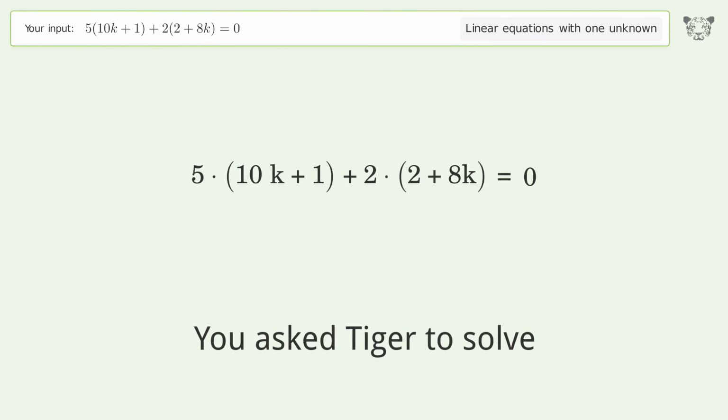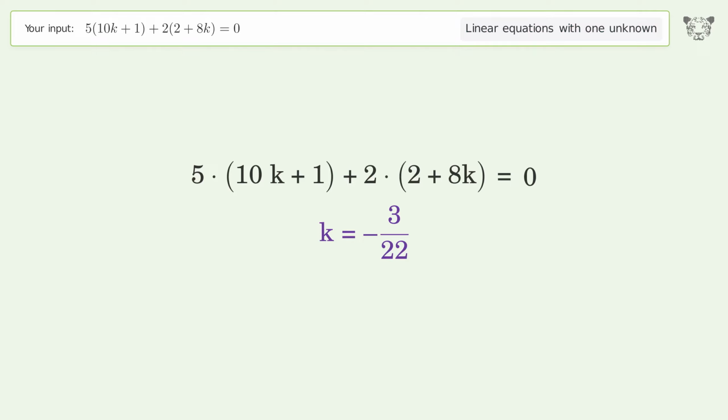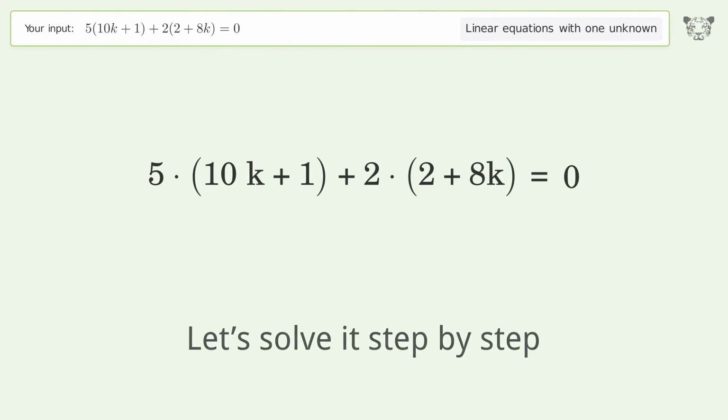You ask Tiger to solve. This deals with linear equations with one unknown. The final result is k equals -3/22. Let's solve it step by step.